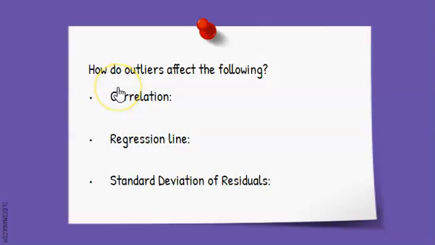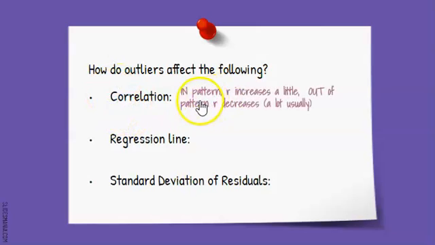Just a reminder, how do outliers affect the following? Well, remember with correlation, if the outlier is in the pattern, then the r value will increase, will strengthen. But if it's outside the pattern, the r value decreases or weakens the correlation. It's usually by a lot.